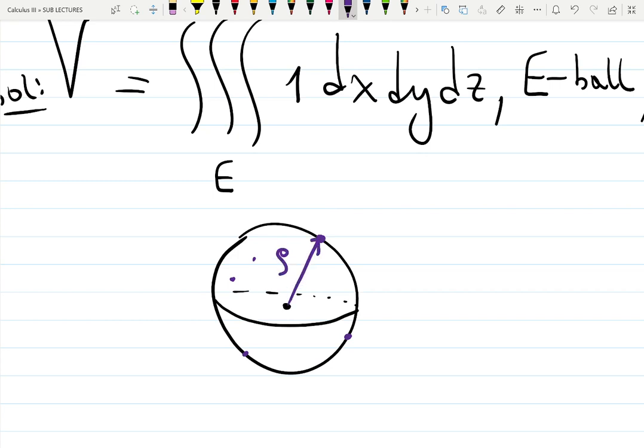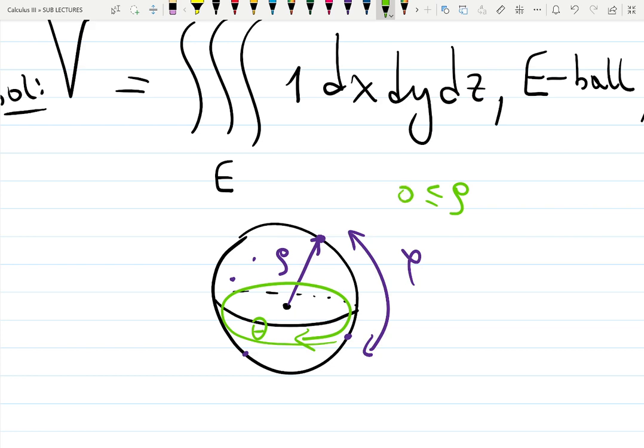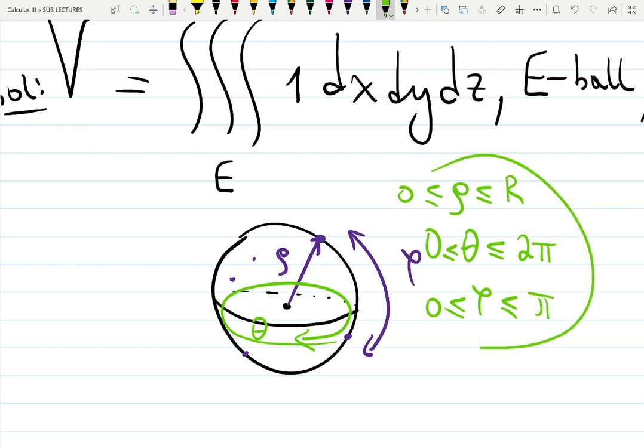Rho is fixed. Rho is the distance from a point on the ball away from the center. Phi is going up and down like so. And theta is the rotation in 2D like so. Full rotation. We also know that rho is from 0 to r. It's fixed until r. Theta is doing a full rotation in this case from 0 to 2 pi. And phi is from 0 to pi. We agreed on that.